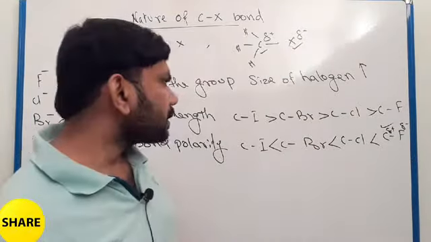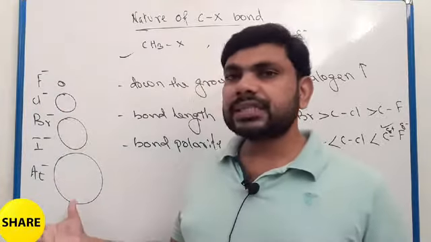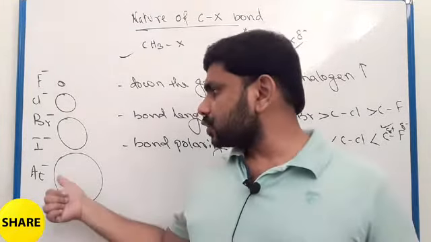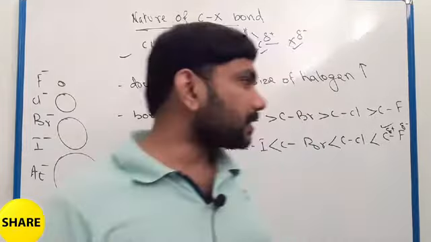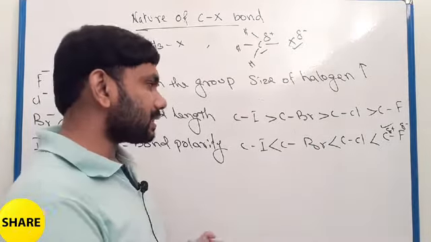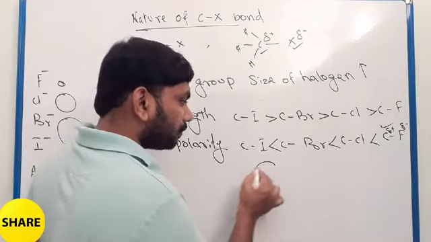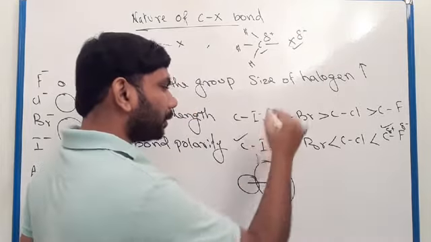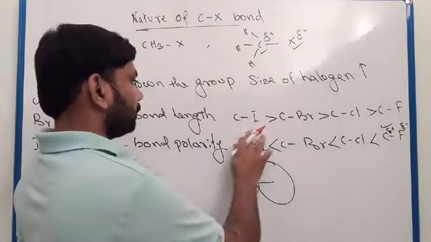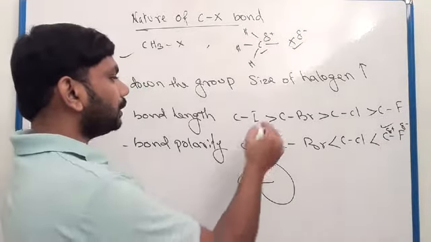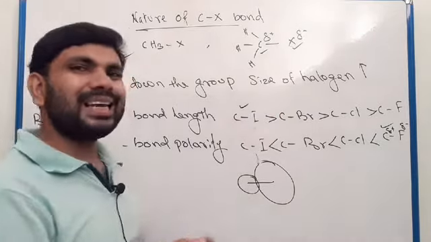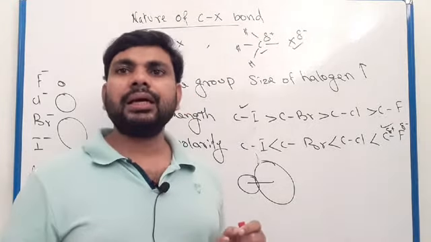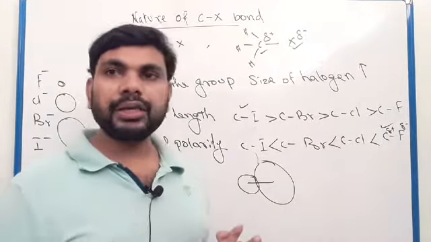Okay. Similarly, when moving from top to down, we discussed that the size of the atom increases. So atomic size increases down, and fluorine has a small atomic size. So what happens here? Bond length increases. Here the size of iodine is bigger, so the bond length is higher in the C-I bond. Carbon-iodine bond length is higher because the size of iodine is bigger.